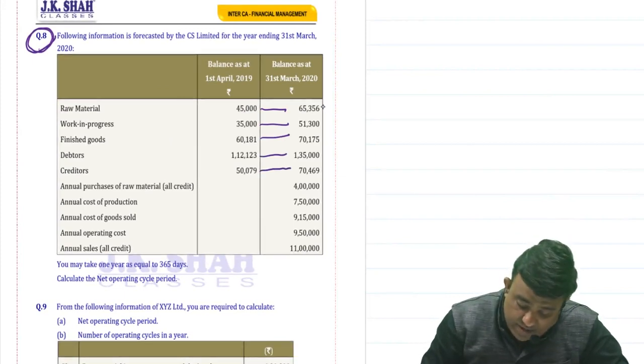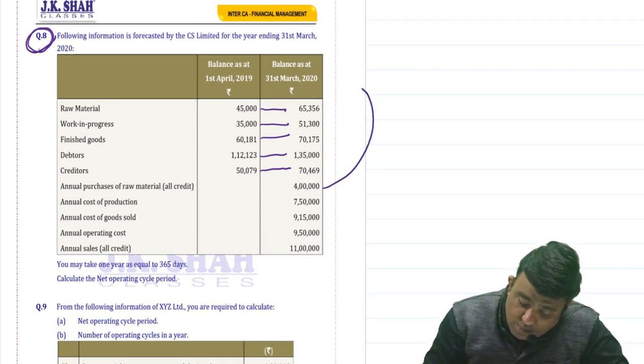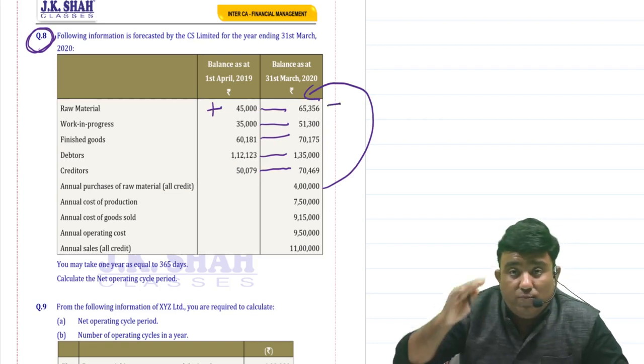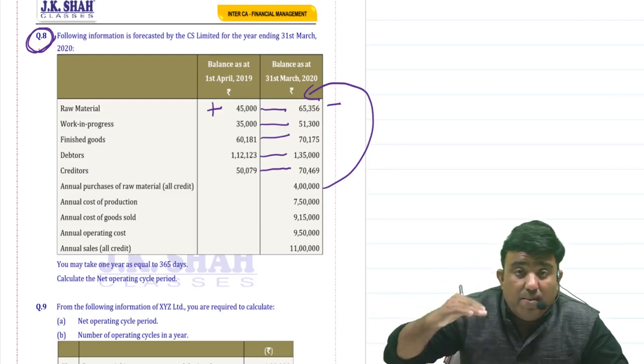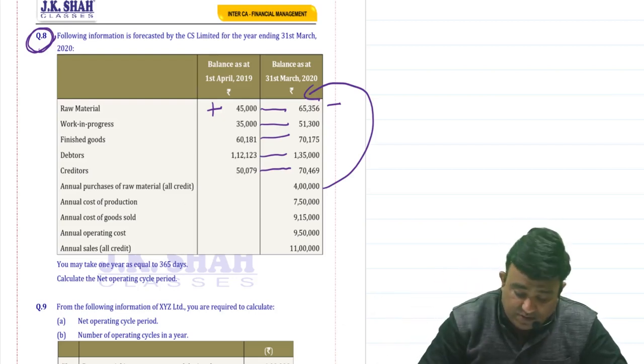Student, stock of raw material will be based on what? Material consumption, whereby material purchase will be adjusted with opening plus and closing stock minus. So opening stock of raw material plus purchases minus closing stock will give you material consumption.